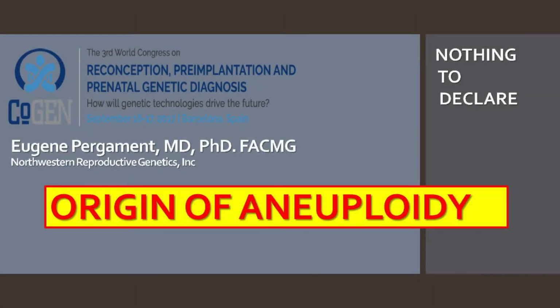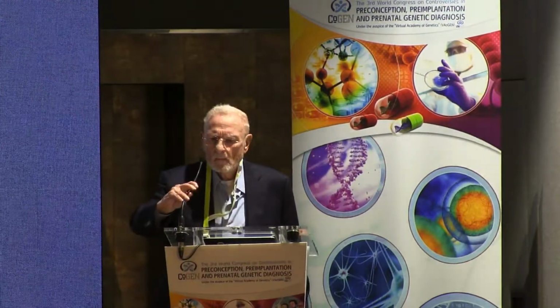Eugene Pergament. Eugene is Emeritus Professor of Obstetrics and Gynecology at Northwestern Medical School, President of Northwestern Reproductive Genetics, etc. He was instrumental in first introducing in the U.S. a number of significant approaches to prenatal diagnosis, including PGD, first trimester chorionic villus sampling, and combined risk assessment for aneuploidy based on age, serum markers, and fetal ultrasound.